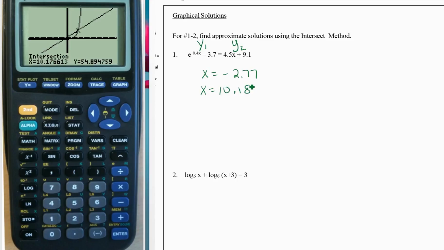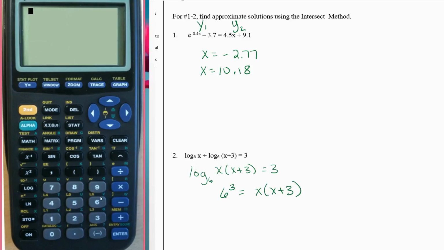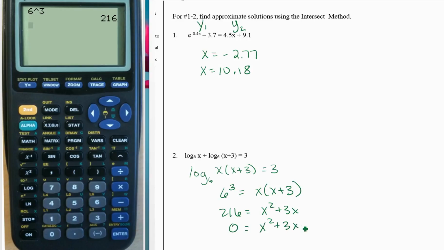Okay, let's do one more here. We have log base 6 of x plus log base 6 of (x plus 3) equals 3. And this is one we could do by hand, right? We could write this as log base 6 of x times (x plus 3) equals 3. And then if we wrote it as an exponential equation, we'd have 6 cubed equals x times (x plus 3), which would give us, what's 6 cubed, a big number, 216 equals x squared plus 3x. So then we get 0 equals x squared plus 3x minus 216.